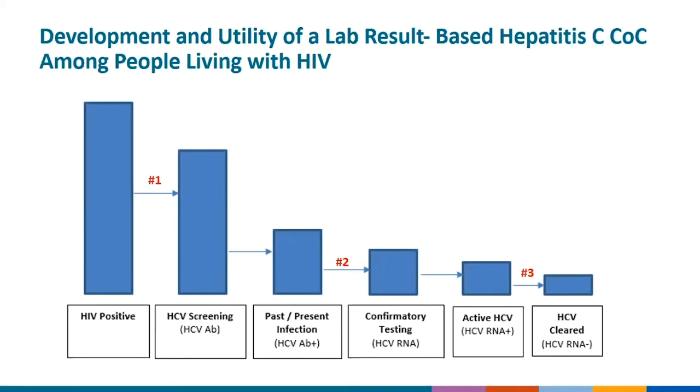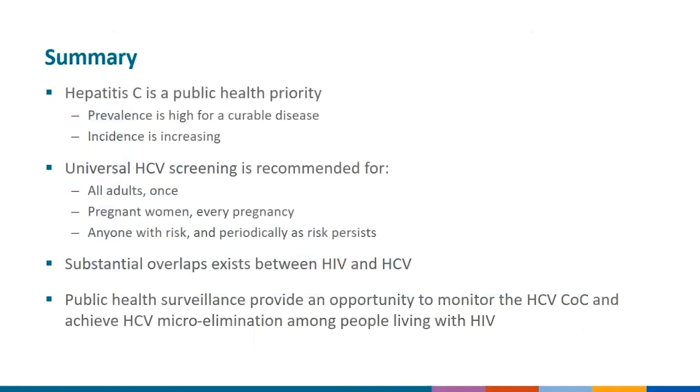Next. In summary, hepatitis C is a public health priority. Prevalence is high for a curable disease, and incidence is increasing. Universal hepatitis C screening is now recommended for all adults once, pregnant women every pregnancy, and anyone with risk, continuing periodically as risk persists.